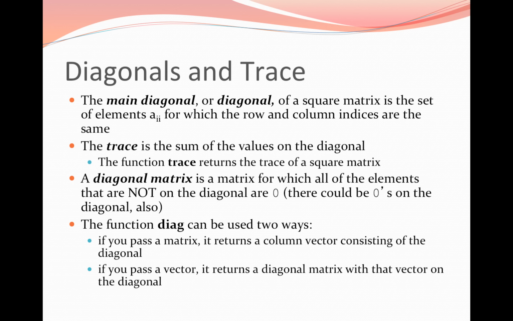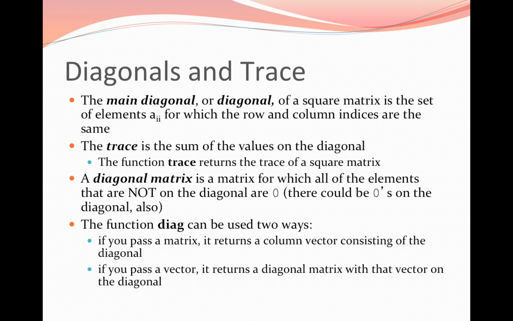A particular kind of matrix is a diagonal matrix. A diagonal matrix is a matrix for which all of the elements that are not on the diagonal are 0. So there could be some zeros on the diagonal also, but the definition is everything that's not on the diagonal is a 0. MATLAB has a function diag that can actually be used in two ways.